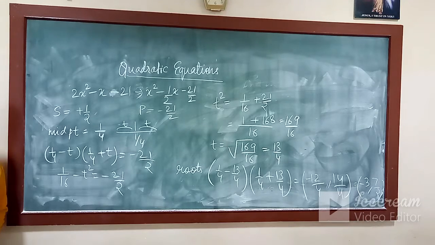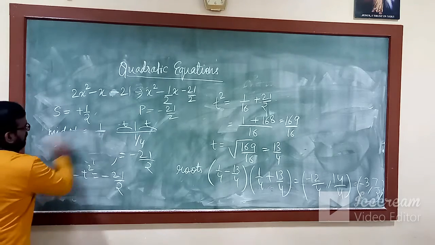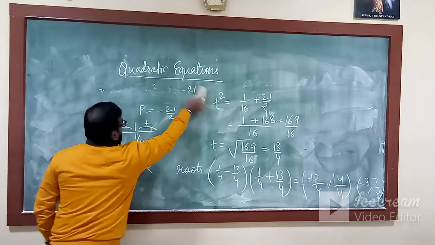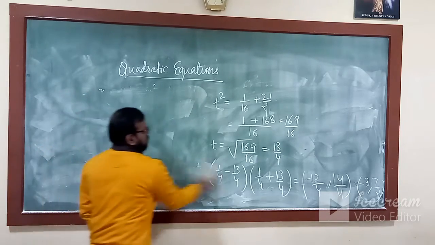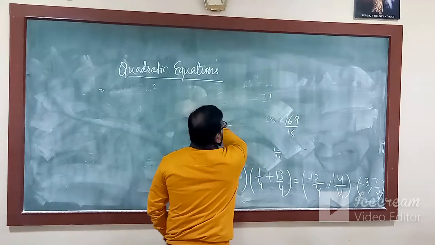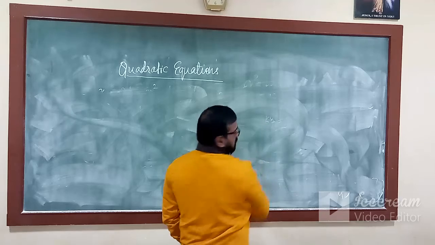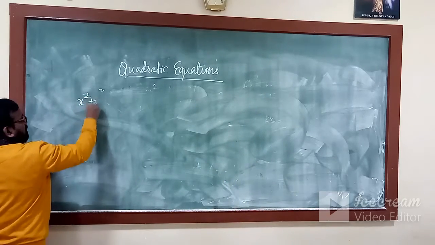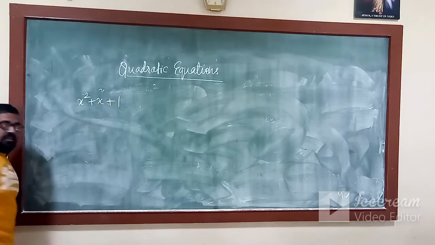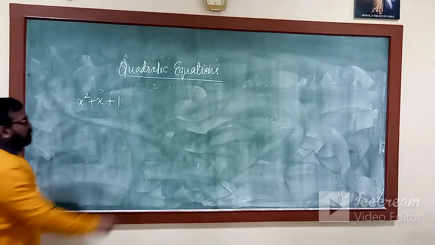Okay, now I have said that we can find the complex roots also. Is it possible? Let's see. I think you all must be knowing how we can say that a given quadratic equation contains complex roots. Suppose I write x square plus x plus 1. This is a quadratic equation which contains complex roots.